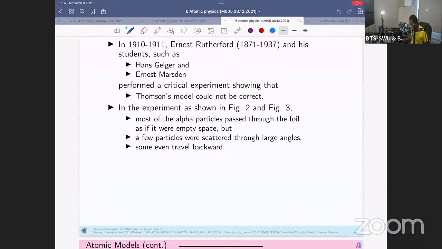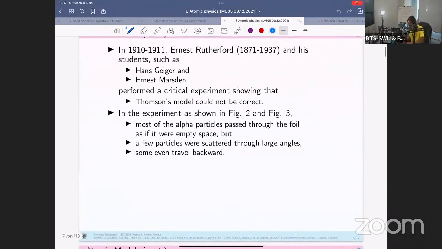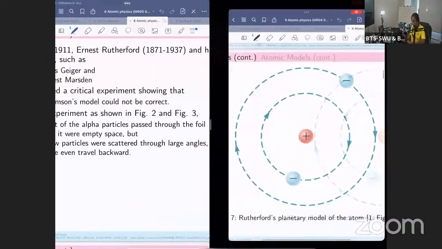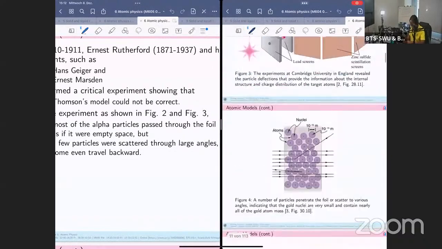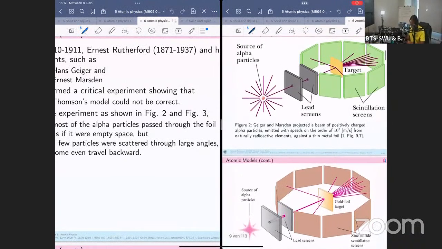They made the experiments and tried to infer the model by Thomson, but it's not the case. What about their measurement, the experiment? It's somehow like this, in figure 2 and figure 3. Both figures represent the same thing.